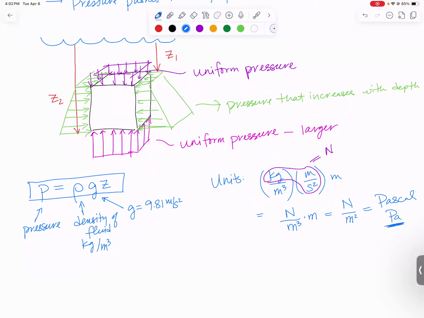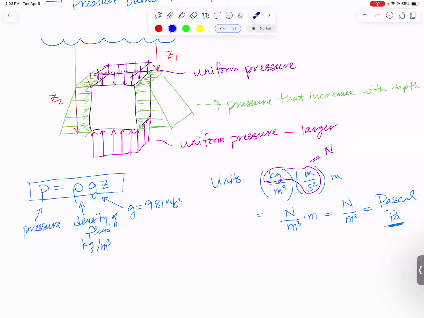Now, a Pascal is a teeny tiny amount of pressure. So don't be surprised if the pressures you find from our submerged objects are kilopascals or even megapascals. So pascals times 10 to the third or 10 to the sixth. We're going to get really big pressures because a Pascal is a tiny unit of pressure and we're dealing with big things submerged deeply underwater. That is what we're going to do when we're dealing with SI units, where we have density in kilograms per cubic meter.